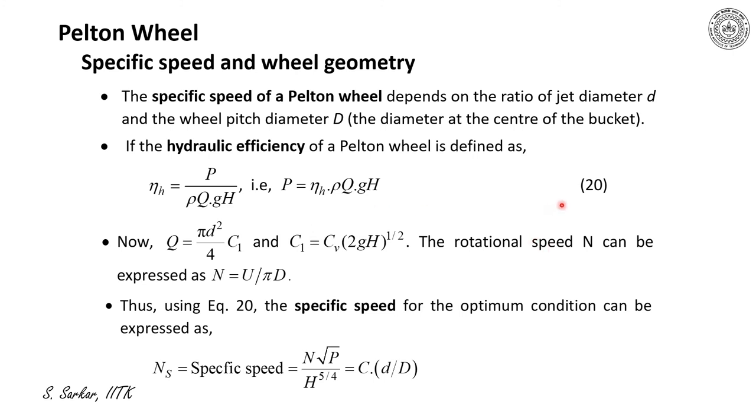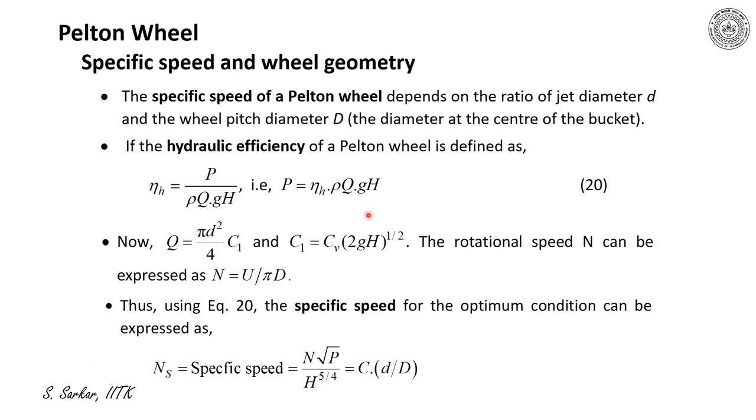as stated in equation number 20. Further, I can write Q is equal to pi small d square divided by 4 into C1, where C1 is Cv into root over 2gh. The rotational speed of the wheel can also be expressed as u, the blade speed, divided by pi into capital D. Now, the specific speed for the optimum condition of the Pelton wheel can be expressed as ns is equal to N root over P divided by H to the power 5 by 4.